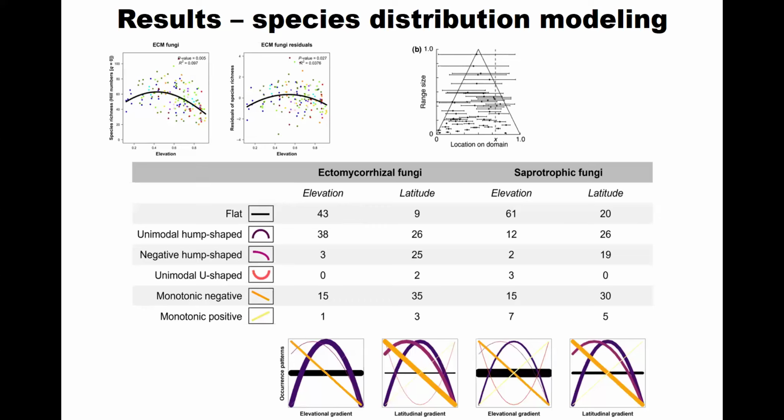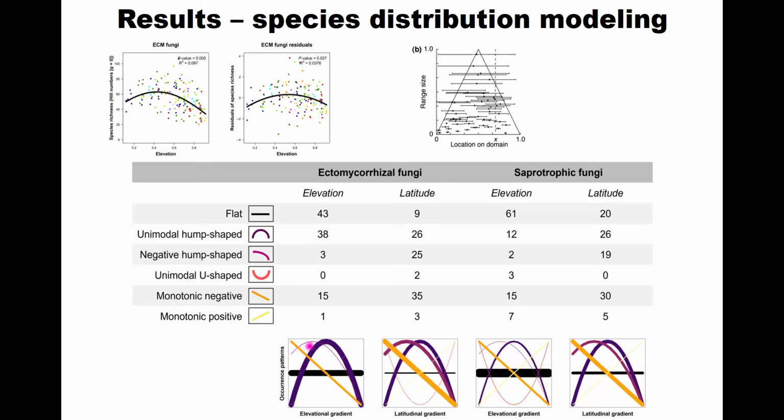We expected that if the mid-domain effect, if this geometry is playing the role, we would see that half of the species will show decreasing distribution along the elevation, and the other half will show increasing abundance along the elevation. But we didn't see any of that. We saw exactly the opposite.